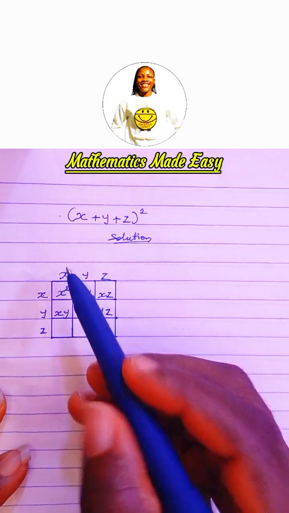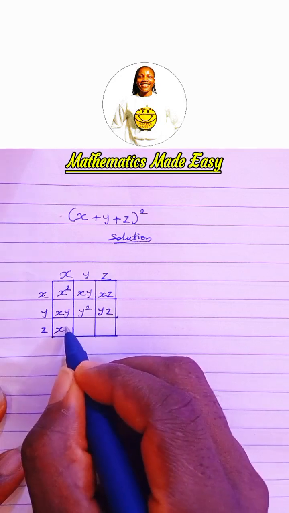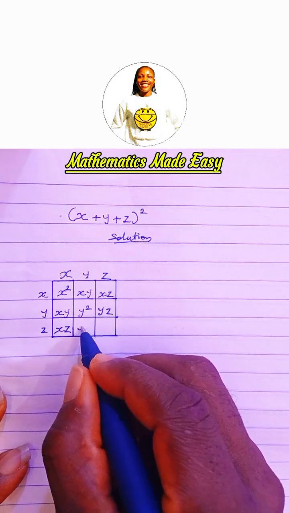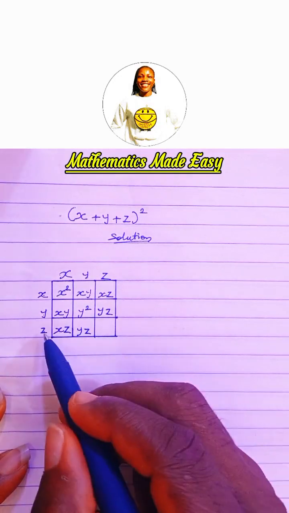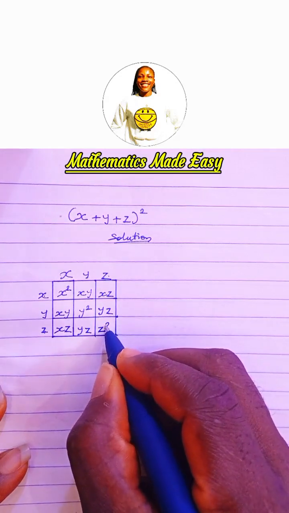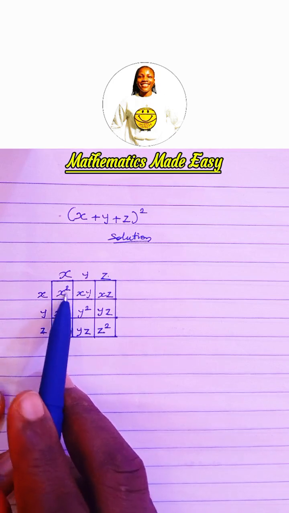Now let's move to z. Z times x, xz. Z times y, yz. Z times z, z square.